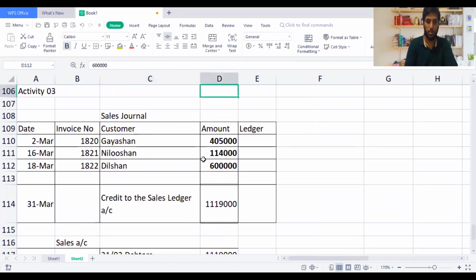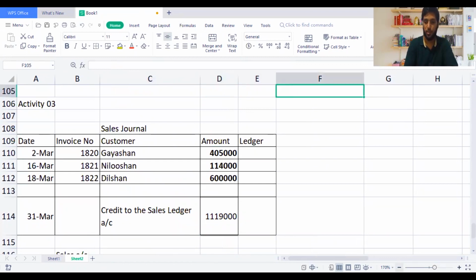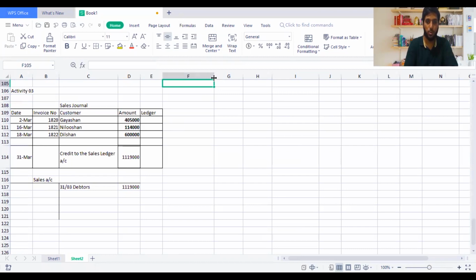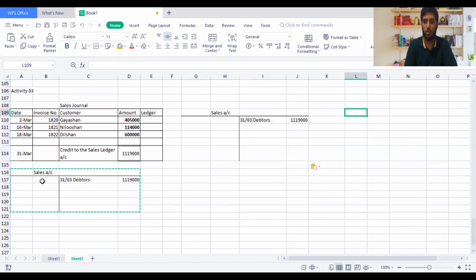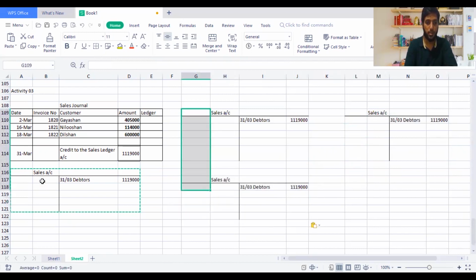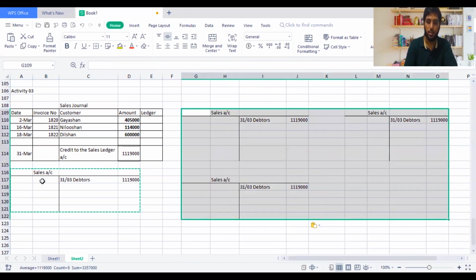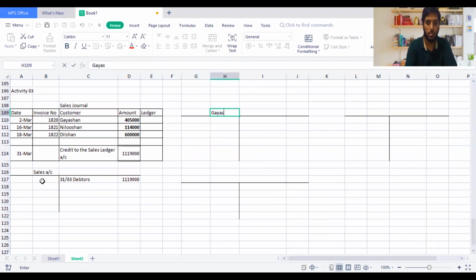So we have sold for debtors this much. I'm going to show the complete view of what I'm going to do. So I'm going to open up three ledger accounts. Let me copy this, guys, it will save our time. So one ledger account, two ledger accounts, and three ledger accounts. What are their names? Gayashan, Nilushan, and Dilshan. I'll record here Gayashan account, Nilushan account. What's the next one's account, guys? Dilshan account.